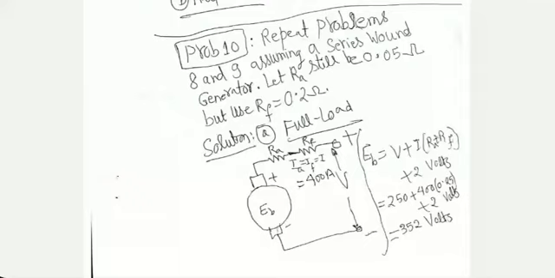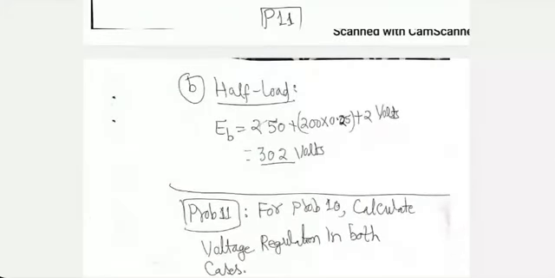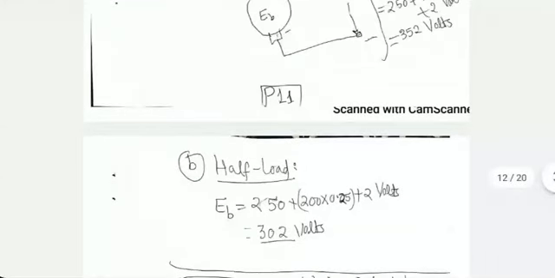Okay. You can always do other calculations. At half load, of course, current will go down to 200 amperes, so EB will be going down a little bit. The new value is 302 volts. Okay.